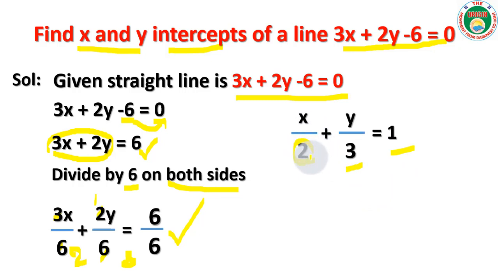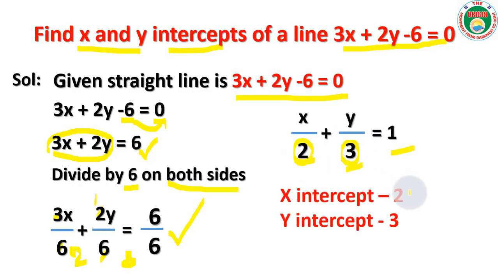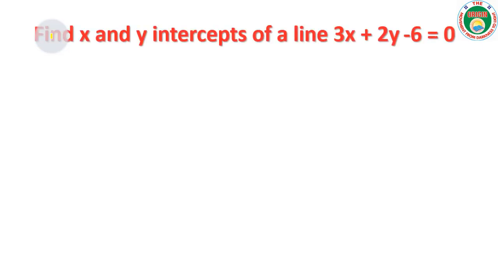The x denominator is called the x-intercept and the y denominator is called the y-intercept. Now the x-intercept is 2 and the y-intercept is 3. This is the process you follow to find the x and y intercepts of a straight line. By using the formula also we can easily find the x and y intercepts of a straight line. Already we discussed that formula: x-intercept equal to minus c by a and y-intercept equal to minus c by b. The same problem I have taken here, 3x plus 2y minus 6, solution.